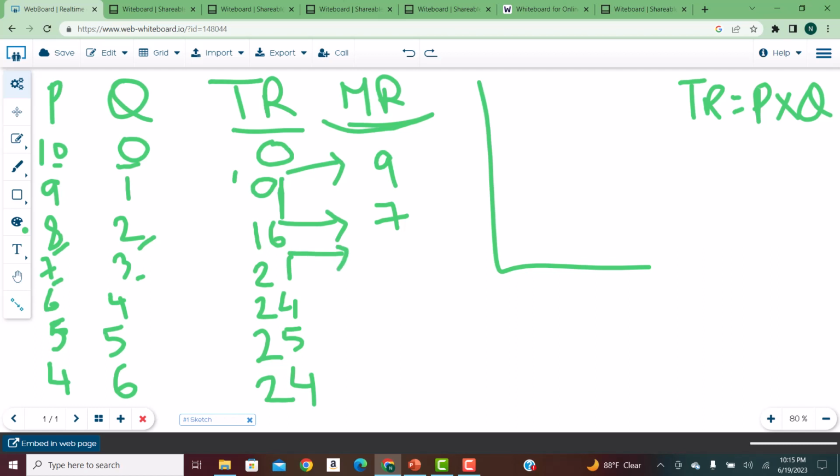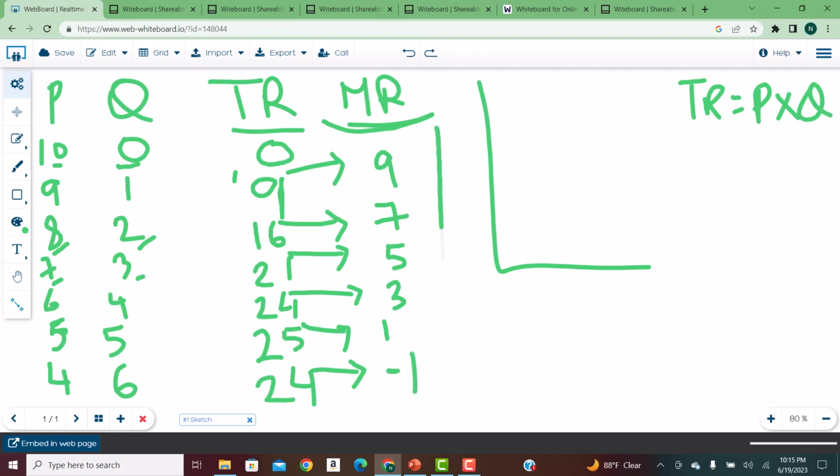Then we have 21 minus 16 is 5, which is divided by 3 minus 2 is 1 again. Then we do 24 minus 21 divided by 4 minus 3. So 24 minus 21 is 3, and 4 minus 3 is 1. Then we do 25 minus 24 divided by 5 minus 4. So 1 divided by 1 is 1. Finally, we have 24 minus 25. This is negative 1 divided by 6 minus 5 is 1. So we have negative 1.